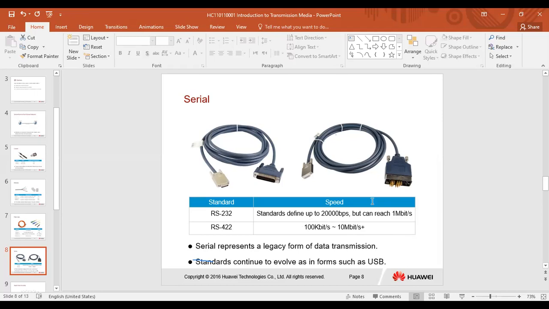The data you can transmit through it is 20,000 bits per second, but it can also reach 1 Mbps. Meaning data can be up to 2 Kbps, up to 1 Mbps. Another form of serial cable is Recommended Standard 422, which can be 100 Kbps to 10 Mbps.